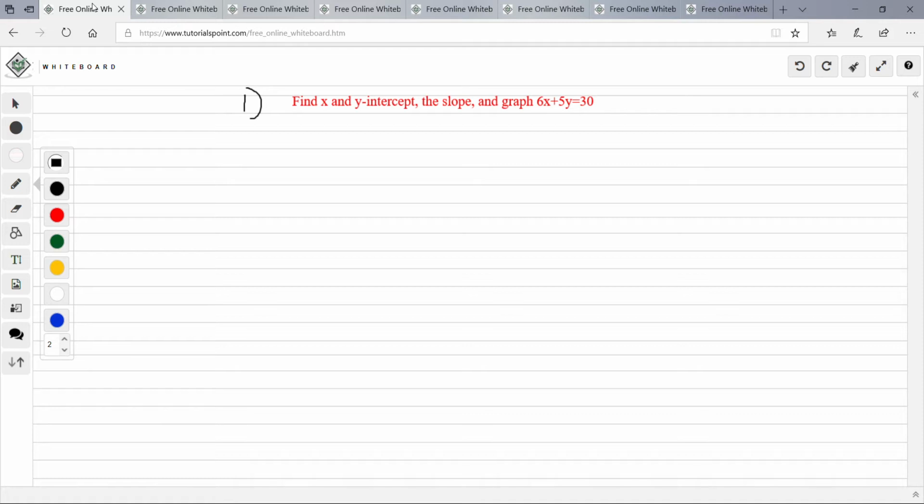We're going to have to graph 6x plus 5y equals 30, and then we've got to find the x and y-intercept and the slope. So, there's actually two ways you can do it. I'll show you one way, and then I'll show you the other way so you can figure out which way is more comfortable for you.